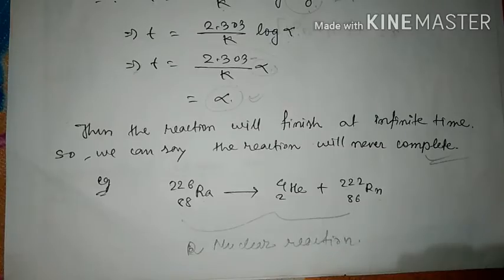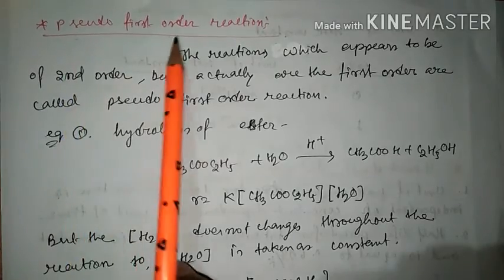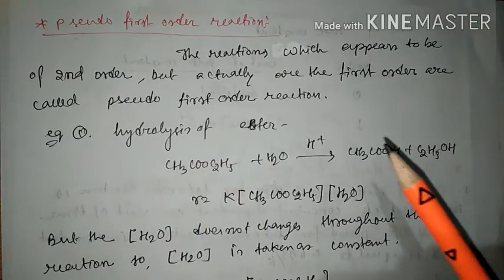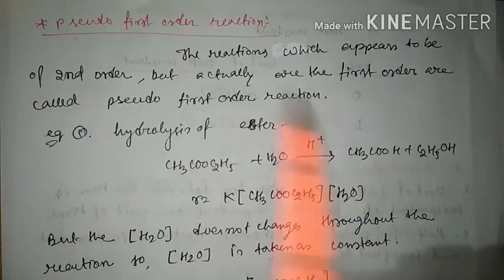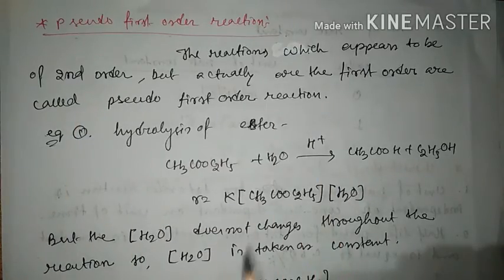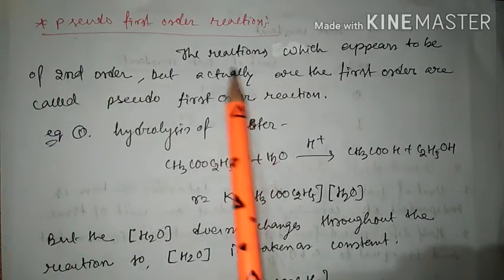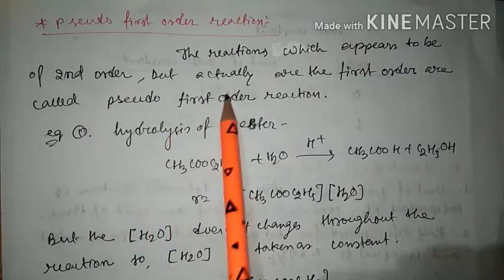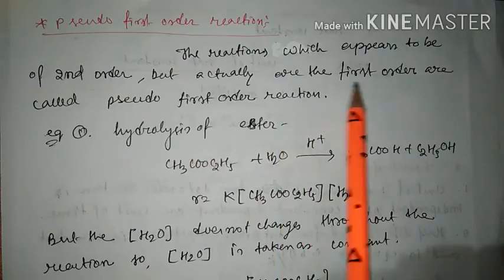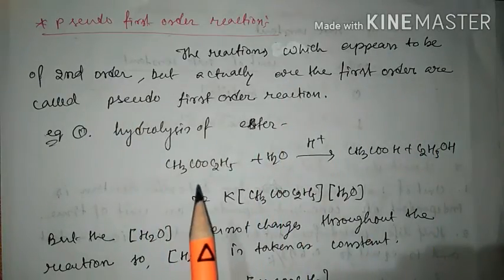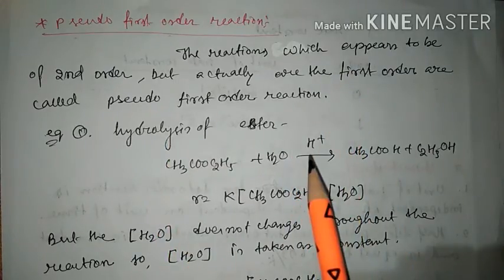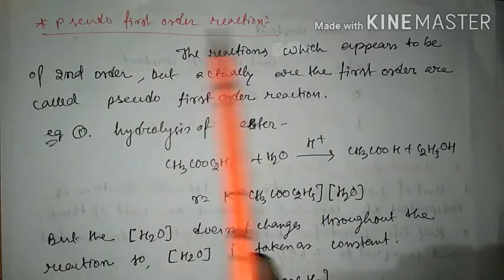Next, pseudo first order reactions. Pseudo means it seems to be one thing but appears different. It looks like something else but is actually something else; this is the meaning of pseudo. What is the definition? The reaction which appears to be second order but actually is first order is called a pseudo first order reaction. That means a reaction that should be second order theoretically, but practically behaves as first order, is called a pseudo first order reaction.